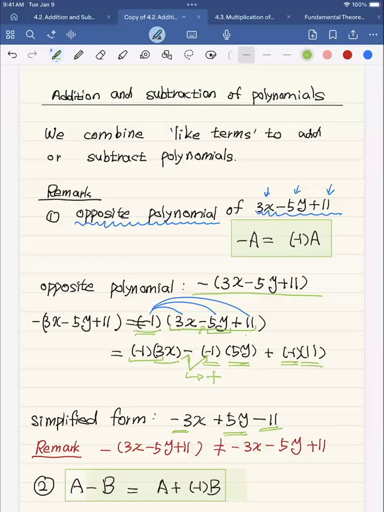Many students are confused with this distribution law, and when minus is applied to this parenthesis, they tend to remove the parentheses and apply this multiplication only to the first one. That is not correct. Always be careful if minus is written in front of the parentheses. You have to apply minus to the first, second, and third term.